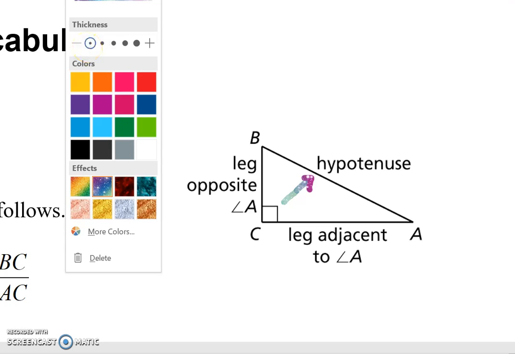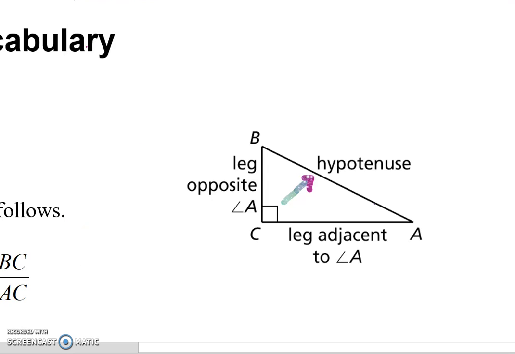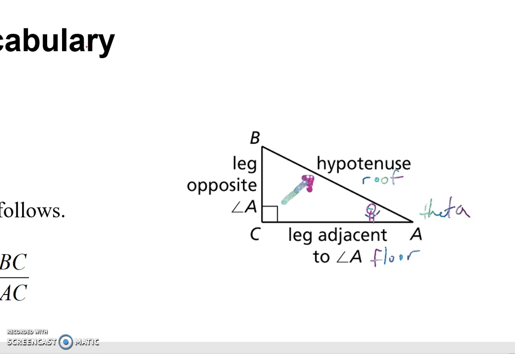When you do this, what I like to do is draw a little guy in here. And the rule is, when he's standing, the hypotenuse is the roof. Then the adjacent is the floor, so he has to be standing on the floor. This little guy, his name is theta, and he represents the angle. Then this one is the wall.